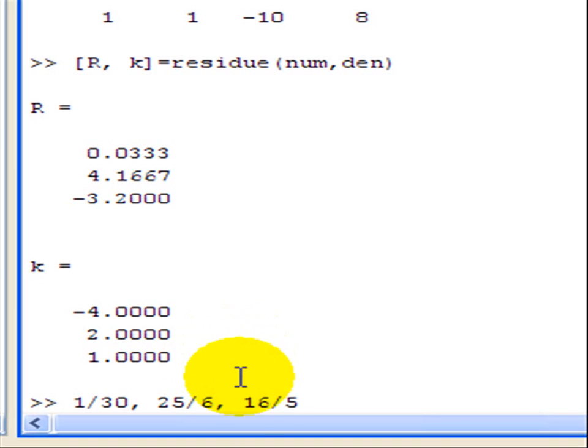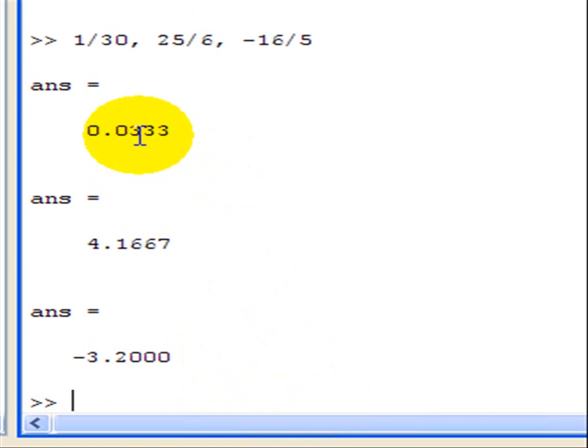And I'll put a minus just to be consistent, but you get the idea of how to calculate these coefficients. And we should get the same results shown here, here, and here. And that's what we have. So that's how you do the partial fraction expansion when you're given the coefficients of the numerator as well as the coefficients of the denominator.